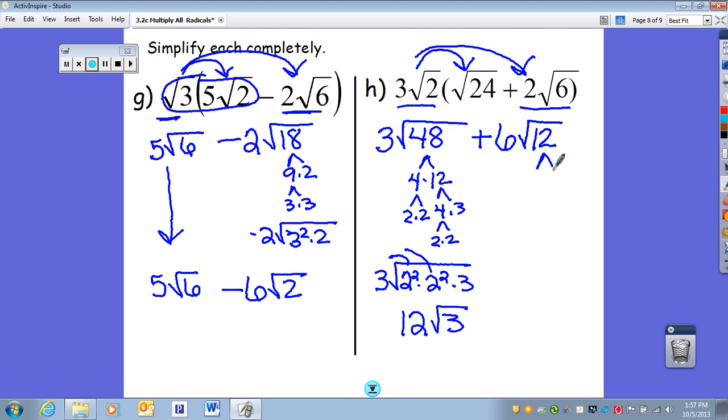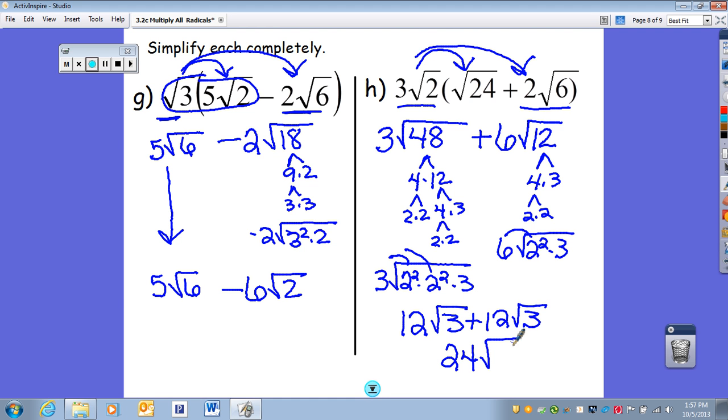Then I can make a factor tree, which I already did for 12, as 4 times 3 and 2 times 2. So this is going to be 6 square root of 2 squared times 3. So the 2 can come out, so that's going to be 12 square root of 3. Now these are alike. Since they are alike, we can add them together. 12 plus 12 is 24, but remember to keep the radical, which is the square root of 3.